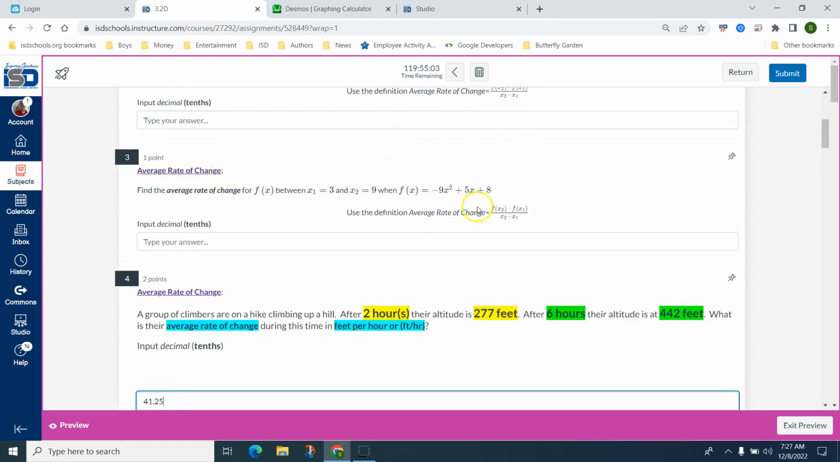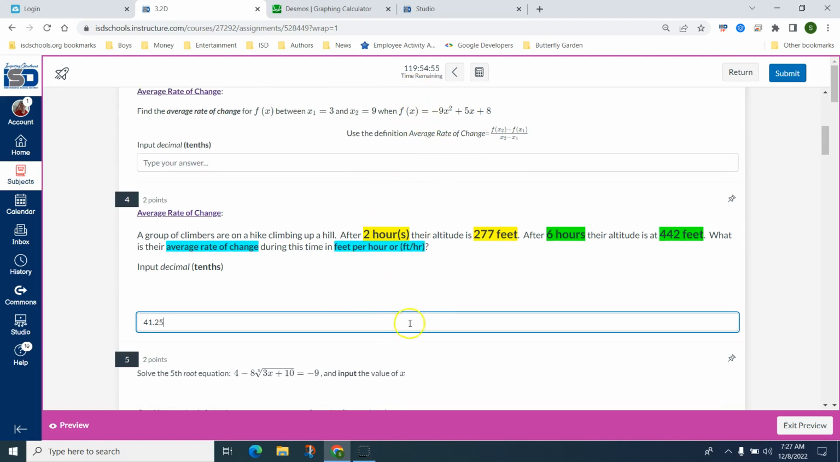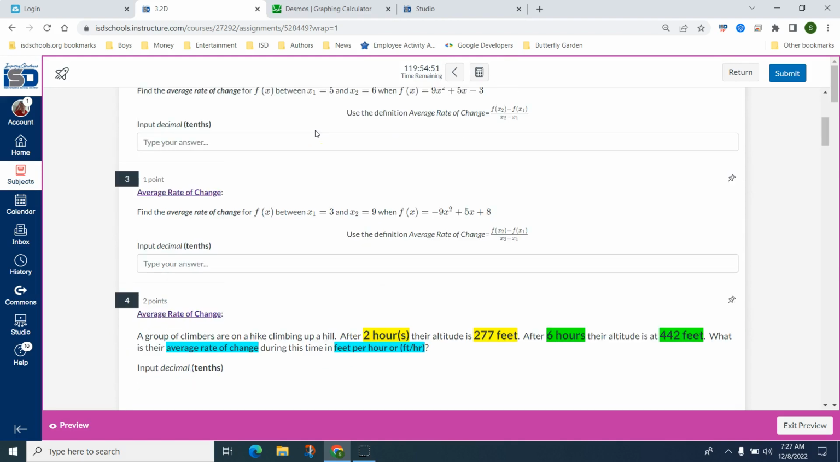So here you have the average rate of change. Just punch in the slope. Here you have the average rate of change, but since there is no function, just find the slope itself like you did in Algebra 1. And then earlier we did a secant line, and that is using the average rate of change, but using the point slope to get the secant line.